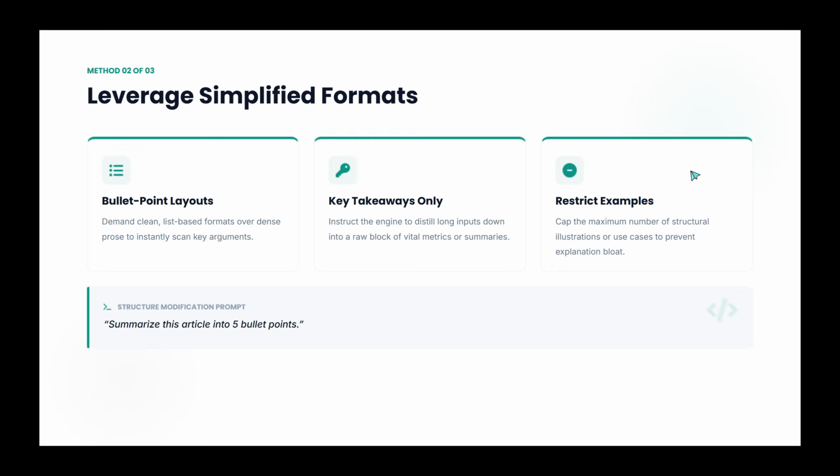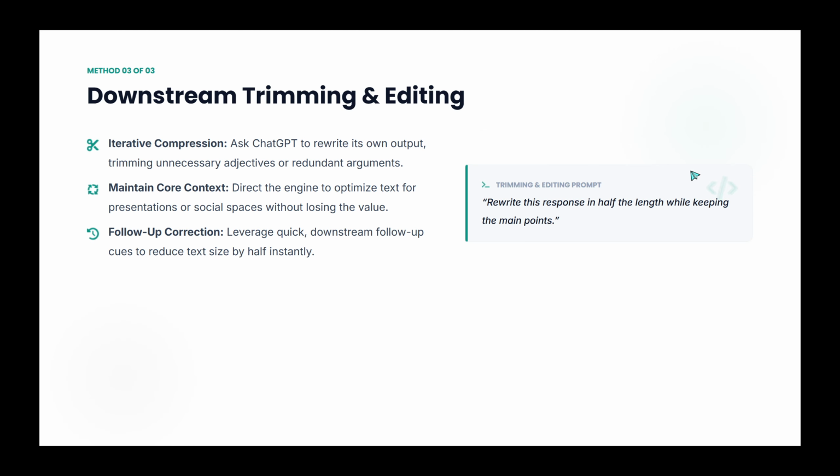If the first answer is still too long, you can refine and shorten the response even further. This is especially useful when you already have a draft and want a more concise version. Ask ChatGPT to rewrite the content more briefly, remove repetition, and keep only the main points. This works well for presentations, captions, summaries, or social media content where space is limited. A helpful example would be, "Rewrite this response in half the length while keeping the main points." You can even follow up again if needed and ask for an even shorter version.